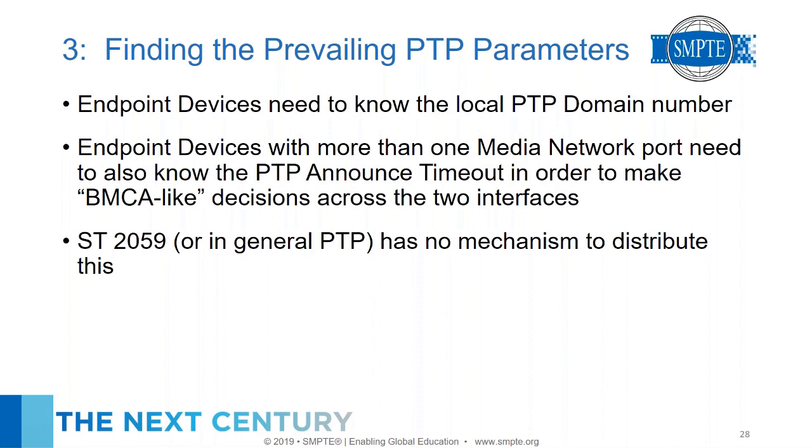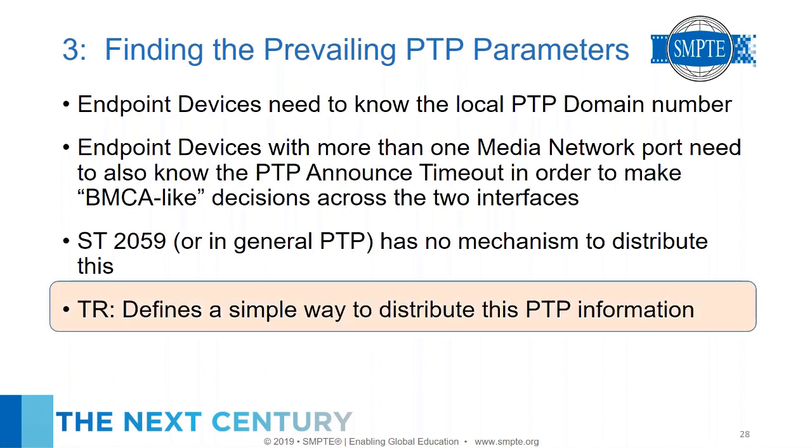The PTP system also has some parameters that you have to know. So every device has to know the PTP domain number. And if you're a device that has more than one port that you do PTP on, or potentially do PTP from, you have to know the announce timeout in order to make some good decisions across those interfaces. And the IEEE 1588 PTP doesn't have a mechanism to distribute that information to the clients. So they just have to know.